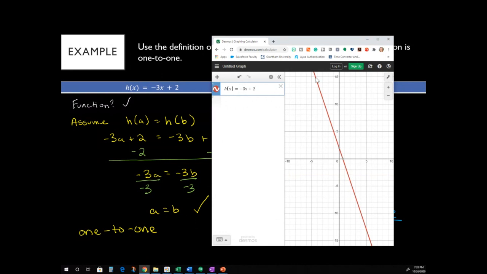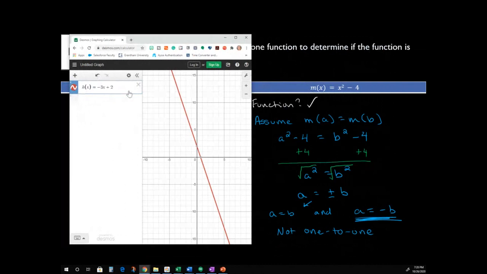So you can see the vertical line test, anywhere I put a vertical line, it only goes through once. And then the horizontal line test, no matter where I draw a horizontal line, it only goes through once. So it's a function and it's one-to-one, which verifies what we found algebraically by solving.